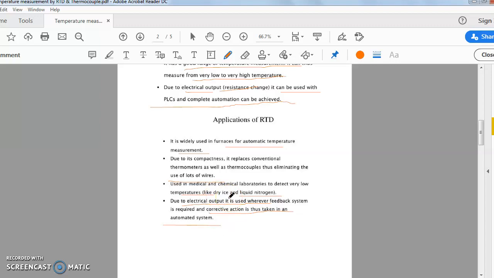So in a cycle, after completion of the cycle, if any error is present, in the closed loop control system one feedback system will detect the error, and unless and until the error is removed, the cycle will be continued. So the feedback system is very important in an automatic system, and in automatic systems the RTD is very significantly used.